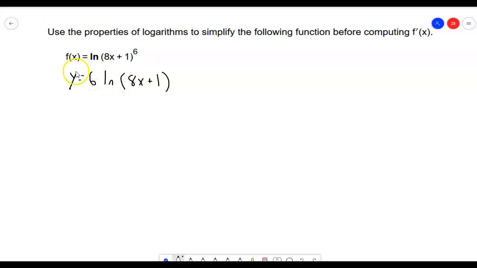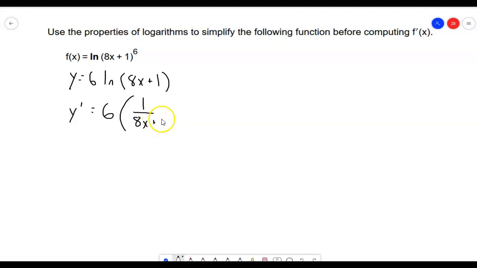just pulling that 6 out front. And now this becomes a super easy problem. So now we can go ahead and take the derivative. And the derivative of the log of something is 1 over that something times the derivative of that something, using the chain rule. So here's the inner function, and then the outer function: the derivative of a logarithm is 1 over whatever's on the inside. So we keep the 6 there. The derivative of the outer function, the log of that something, is just 1 over that something. So 1 over whatever's in there.